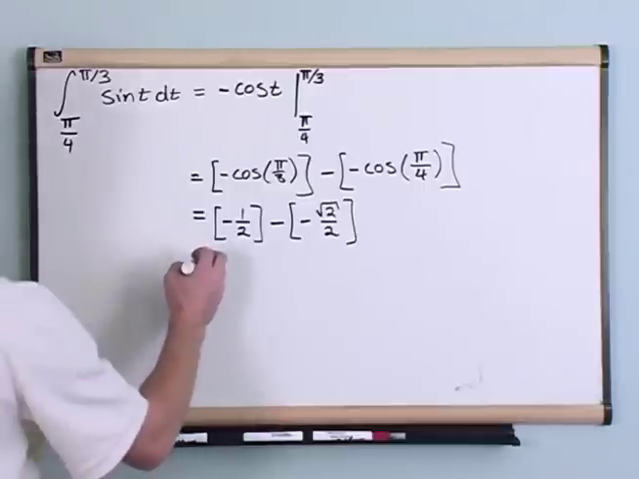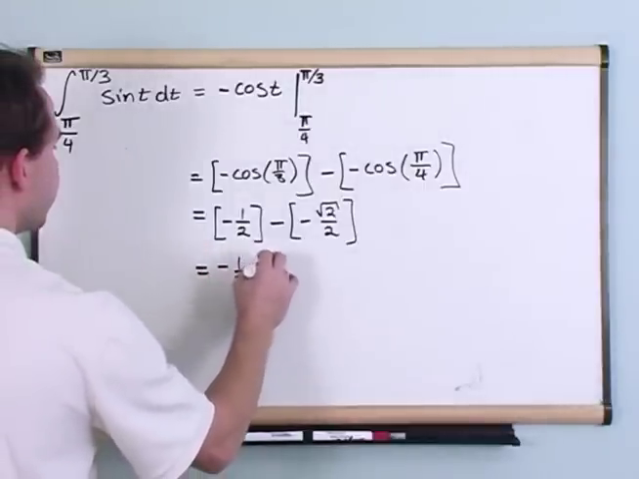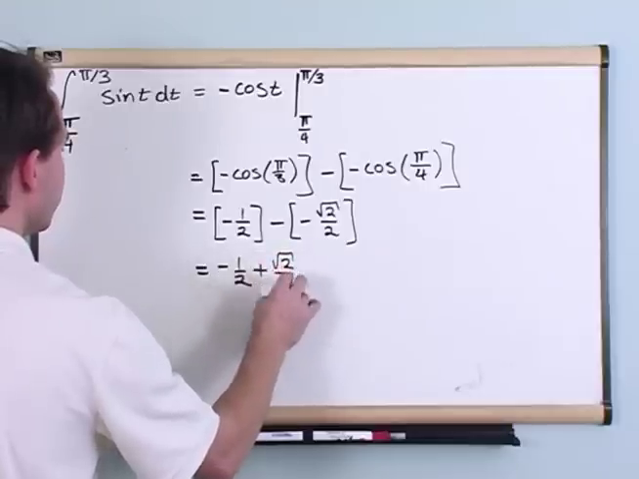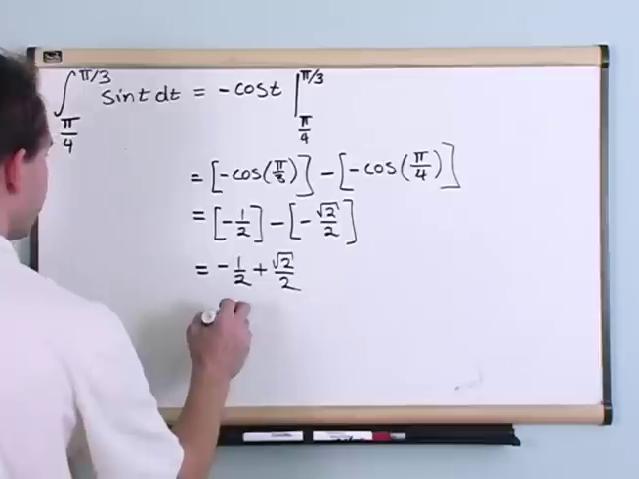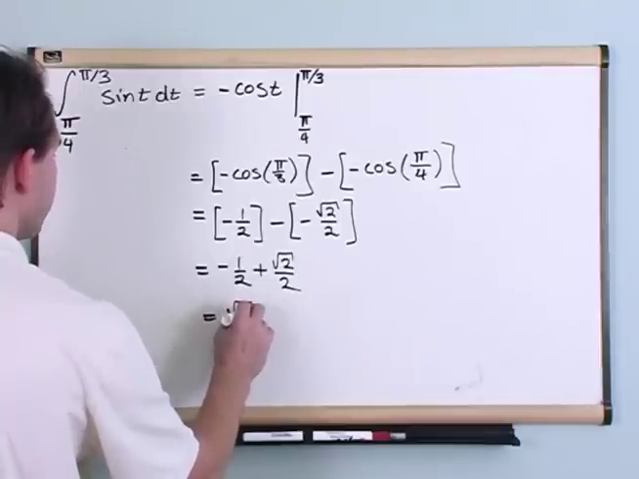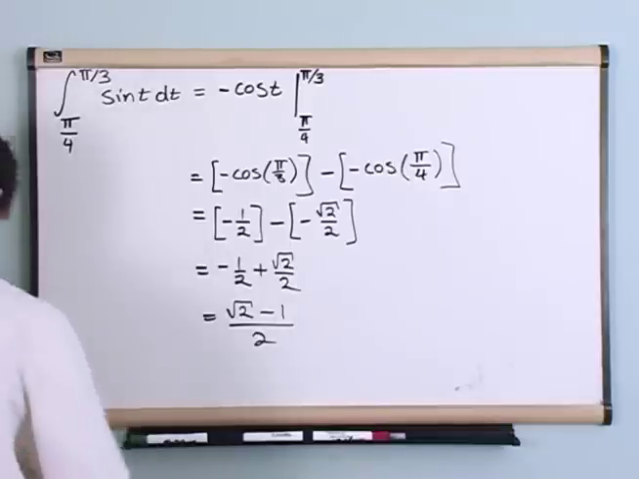So at the end of the day, you're going to have negative 1/2 plus square root of 2 over 2, because you've got this distributed in here, which in the end gives you square root of 2 minus 1 over 2. And that will be your answer.